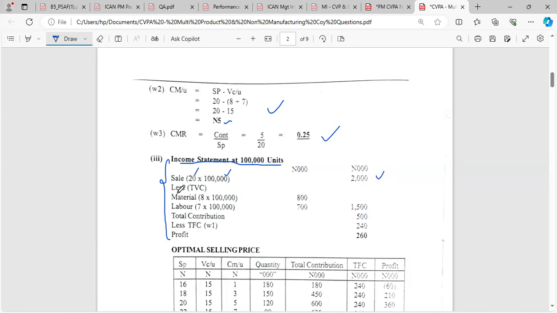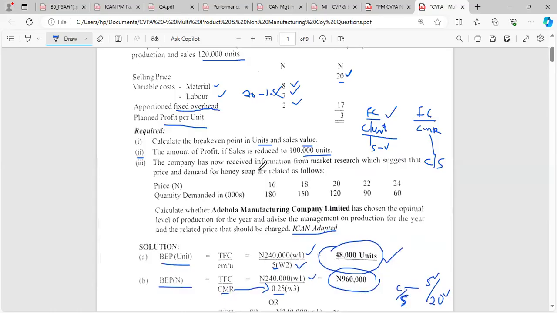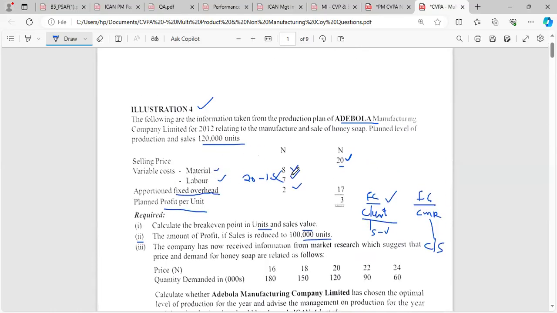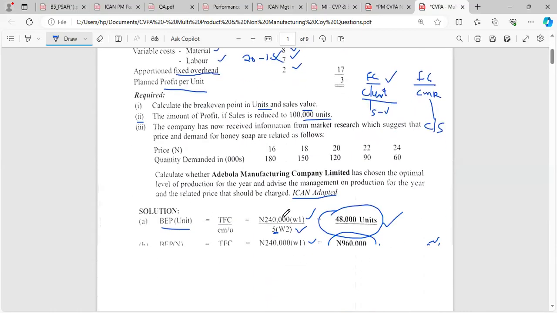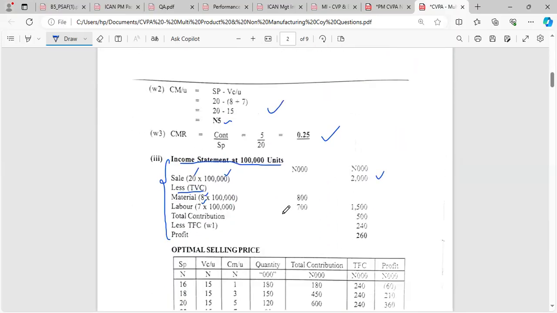Okay. What about our variable cost? Our variable cost is 8 and 7. It's in the question, 8 and 7 for material and labor. All you just need to do is to bring it out and multiply it by 100,000. That's how we got 800,000 and 700,000. If you add both together, you get 1.5 million. So sales minus variable cost gives us total contribution.